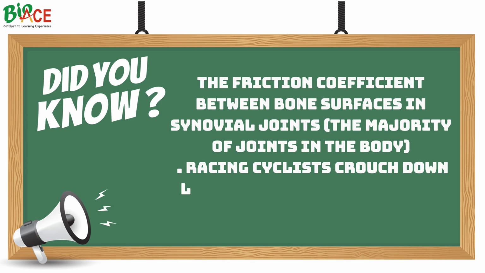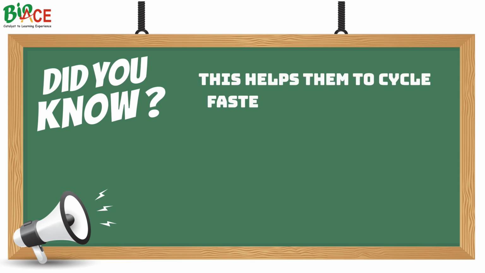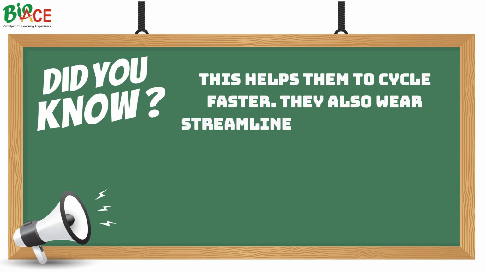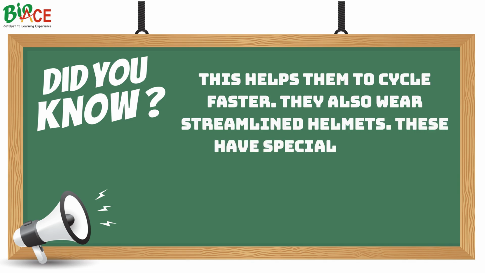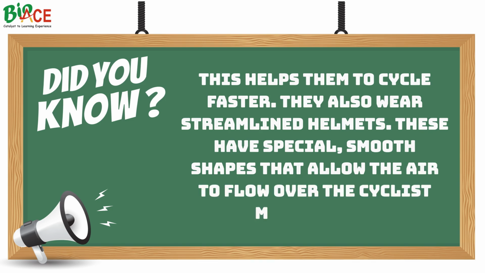Racing cyclists crouch down low on their bikes to reduce the air resistance on them. This helps them to cycle faster. They also wear streamlined helmets. These have special, smooth shapes that allow the air to flow over the cyclist more easily.